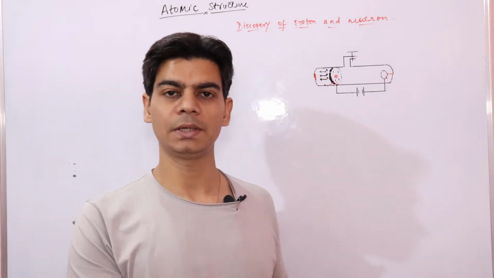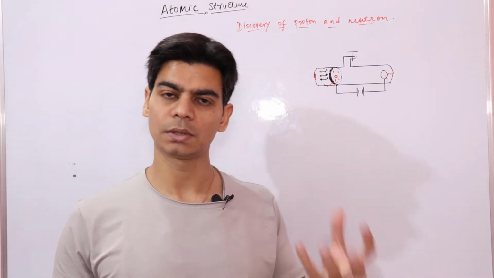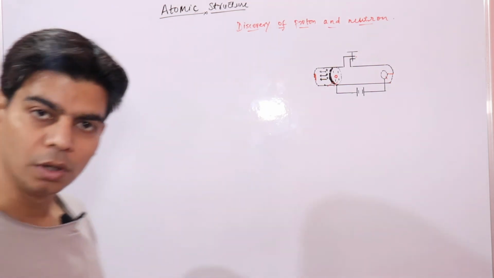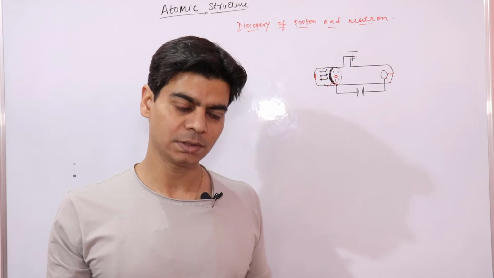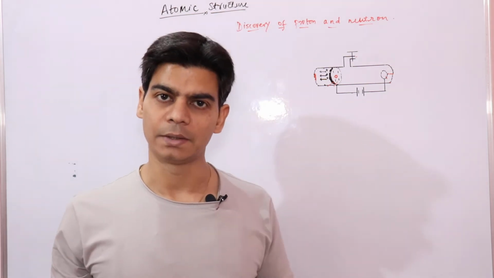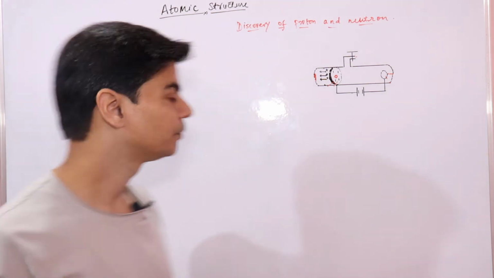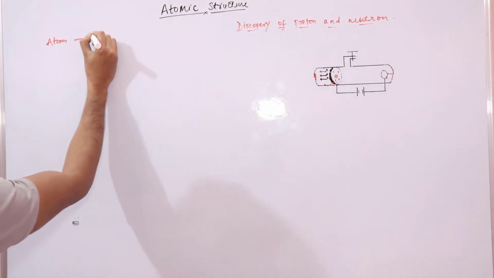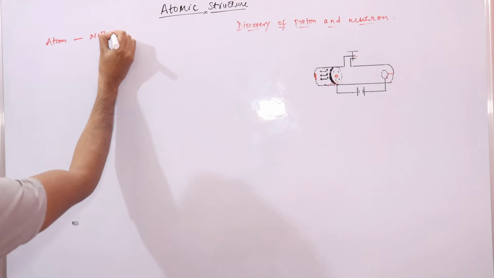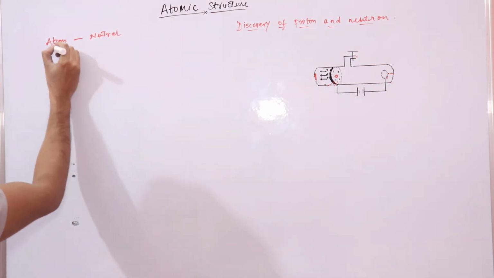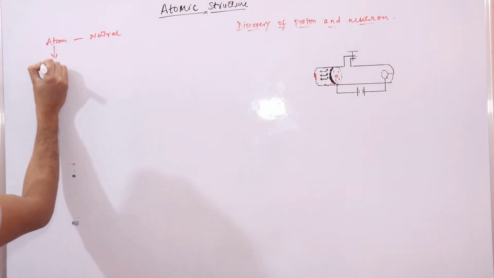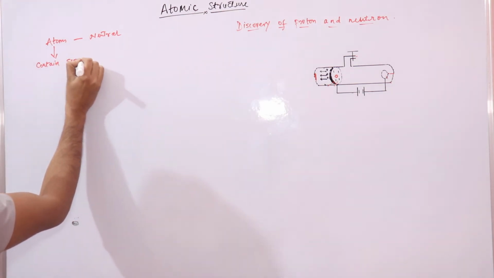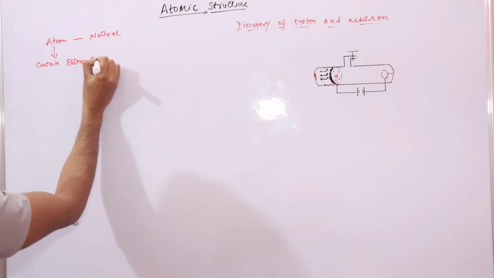Now we know that electrons are negatively charged, and we have already studied that atoms contain electrons. And we know that the atom as a whole is neutral, whereas the electrons that are in it are negatively charged. So atoms are neutral, and these atoms contain electrons that carry negative charge.